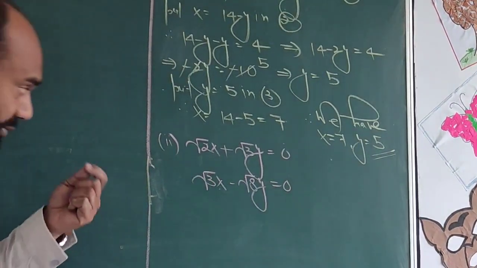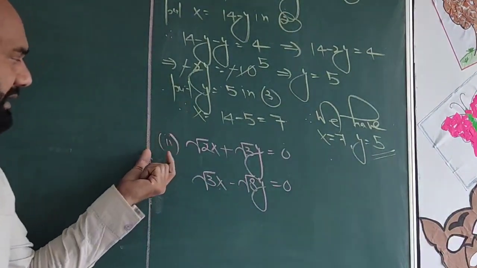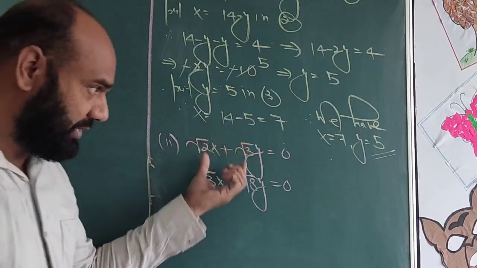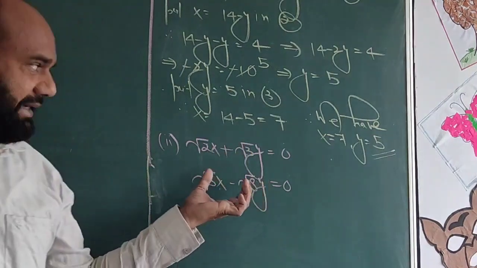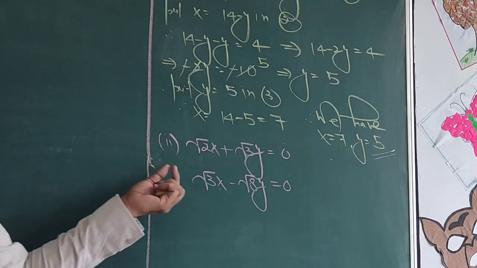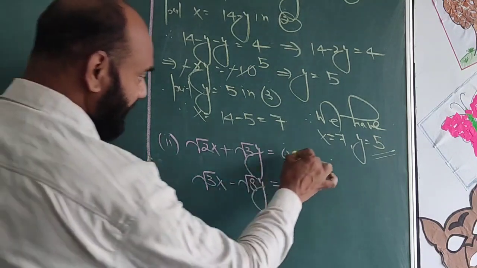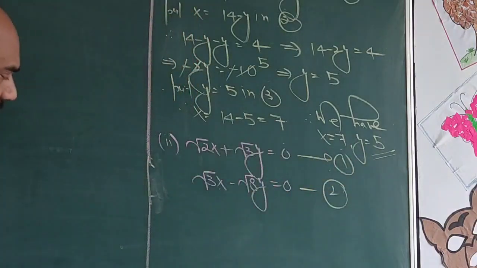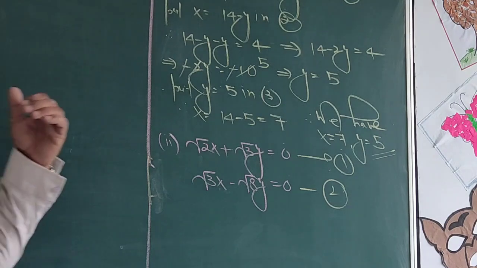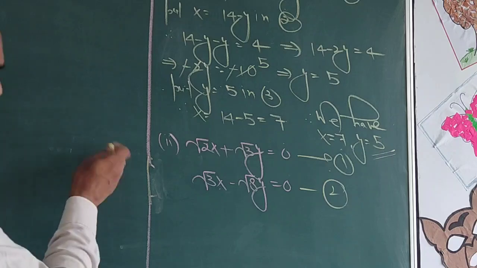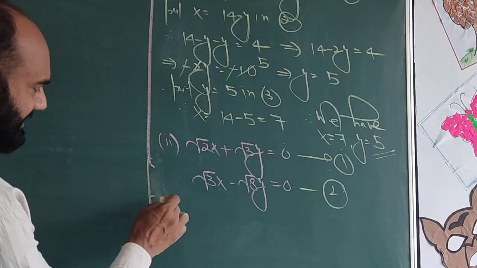Again, one more example. The third part of this question: solve these two equations also by substitution method. The question is root 2x plus root 3y is equal to 0, and the second equation is root 3x minus root 8y is equal to 0. Now, according to this method, we find x or y from any equation, then put it in the other equation. So, from the first equation, we find x.